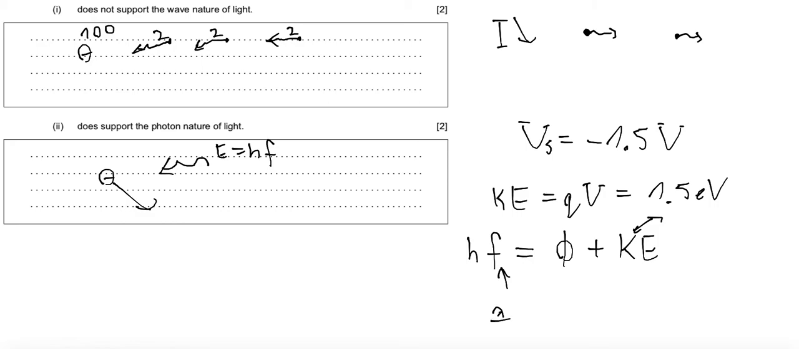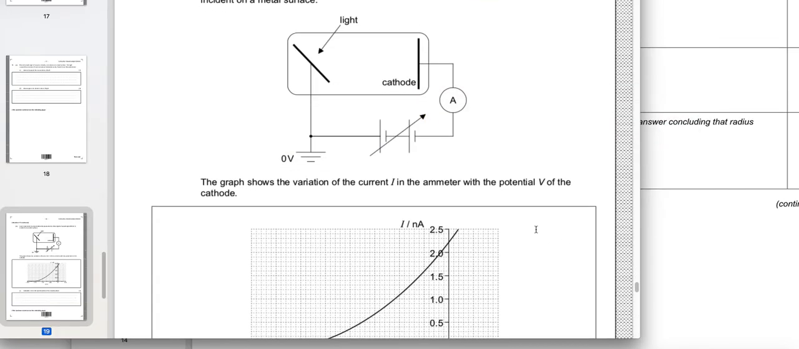the speed of light over wavelength. c is f times lambda, so f is c over lambda. Lambda is given, you can calculate f. h is a constant, kinetic energy is here, but you have to convert it into joules. So finally you have the work function. And there's one more, I see?